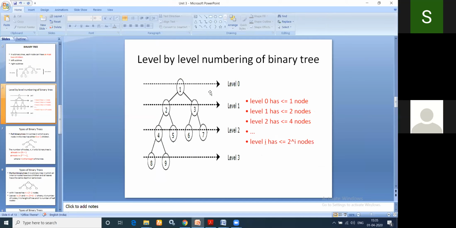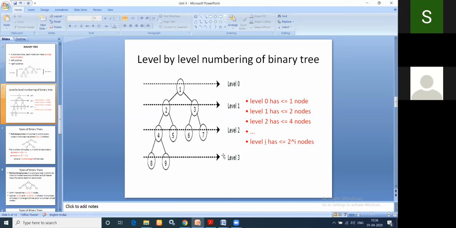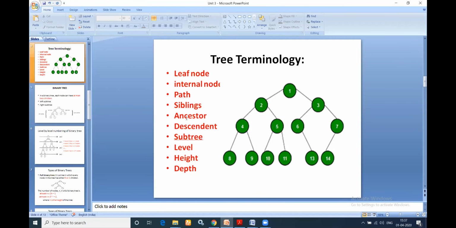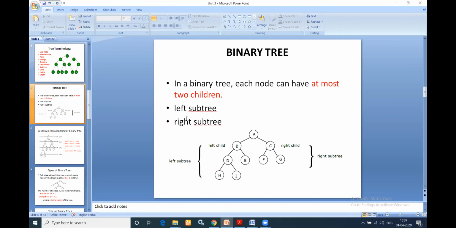So level I'm telling. You take this tree example. So this is a root node. The root node level is 0, level 0. And the others, please be quiet. I have unmuted all. Please listen. Okay, I'll explain the height and the depth with this slide.